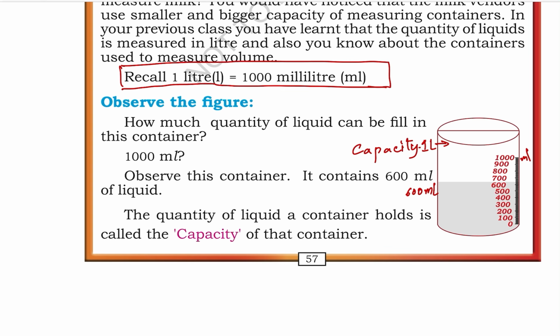Now what is this 600 ml? What will you say for this? The quantity of liquid a container can hold is called the container's capacity. Capacity of that container. What will you say to the quantity of liquid which is already present in the container? We will call it as volume.